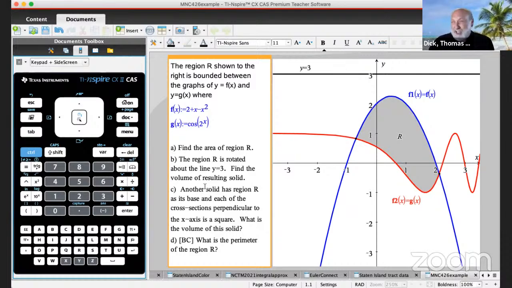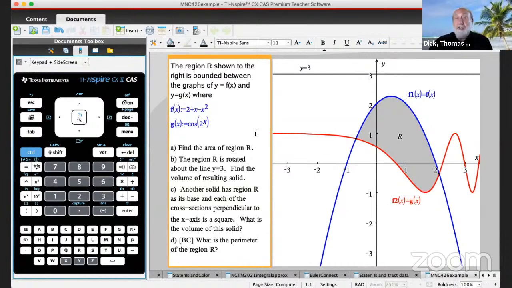And D, if we get to it, I threw in a BC kind of question here, which is find the perimeter of that region. But I just wanted to use this to kind of illustrate some best practices using your calculator.